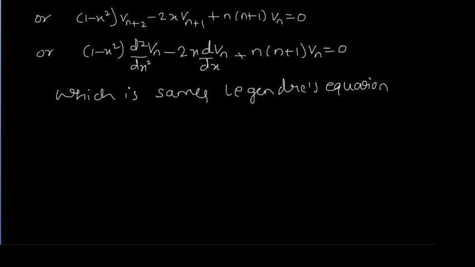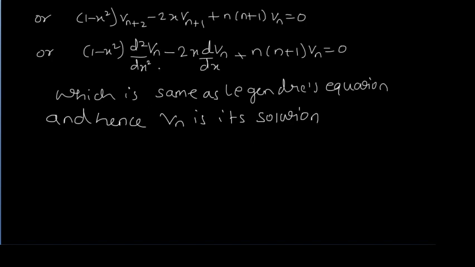So which is the same as Legendre's equation. Okay, and hence Vn is its solution. Means I am substituting y equal to Vn in the Legendre's equation, we get this equal to 0. Okay, this is equal to 0. So therefore Vn is its solution.